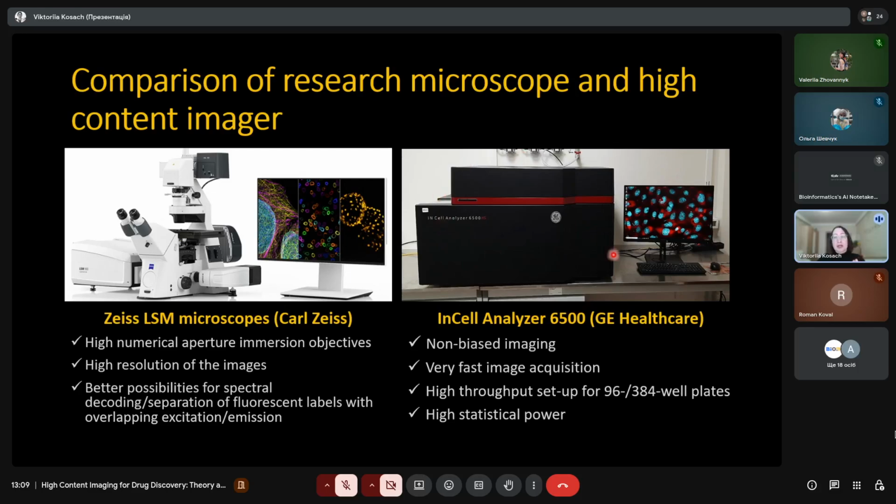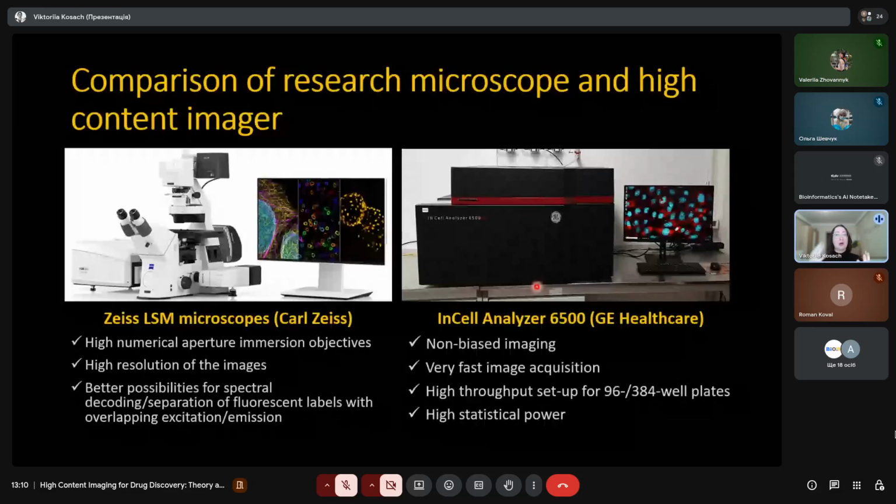Such microscopes, as you can see in the picture, are usually just a black or white box where you can't really manually change anything. And they were developed to be highly unbiased, because you cannot pick a cell that you like. The microscope will just go throughout the whole field of view and take all the cells in an unbiased manner.